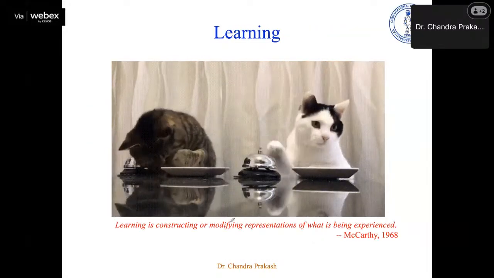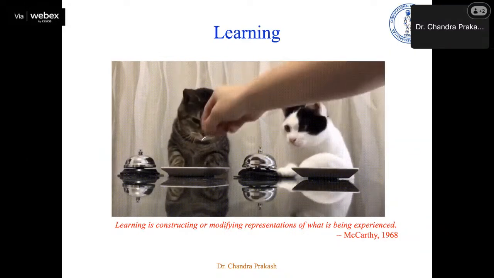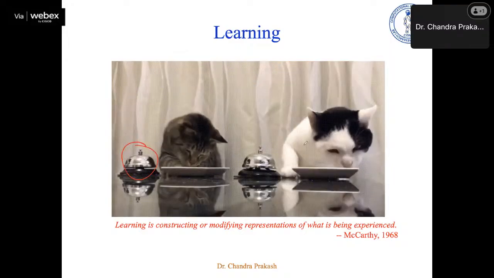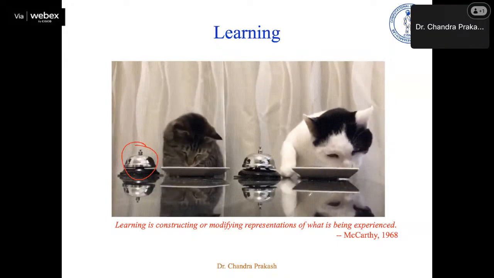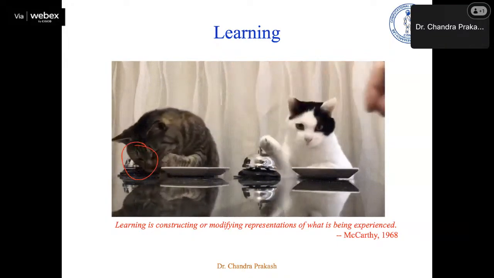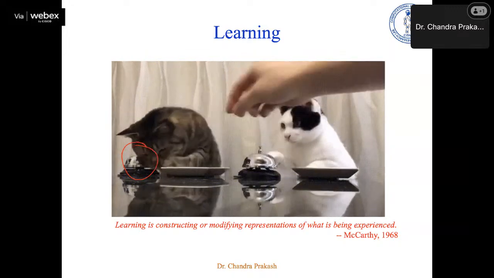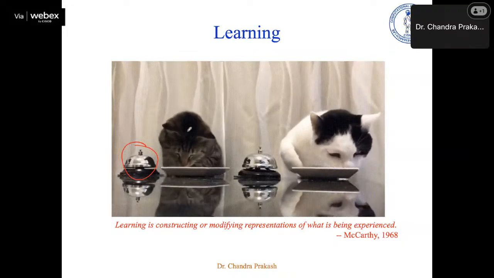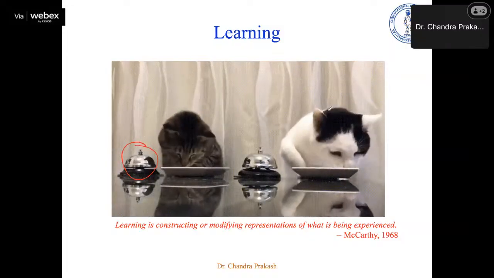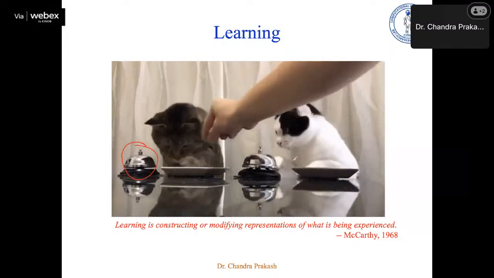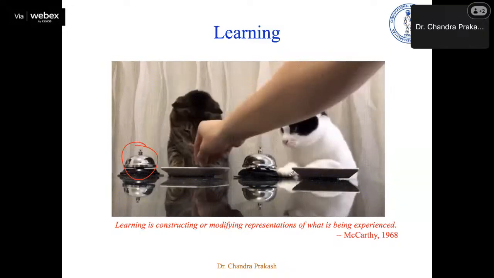So we learn from our environment. As you can see over here, this brown cat rings the bell, and this white cat observes this phenomenon and correspondingly also rings the bell. So the master fed it. Basically, learning is similar to this. Either you are self-motivated, or you can be motivated by looking at others' phenomena, other examples. So learning is a way of constructing or modifying representations of what is being experienced.